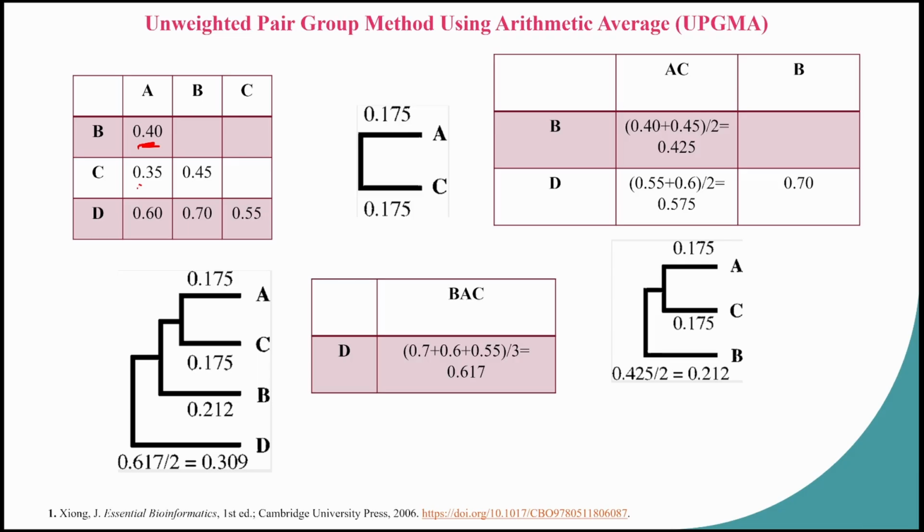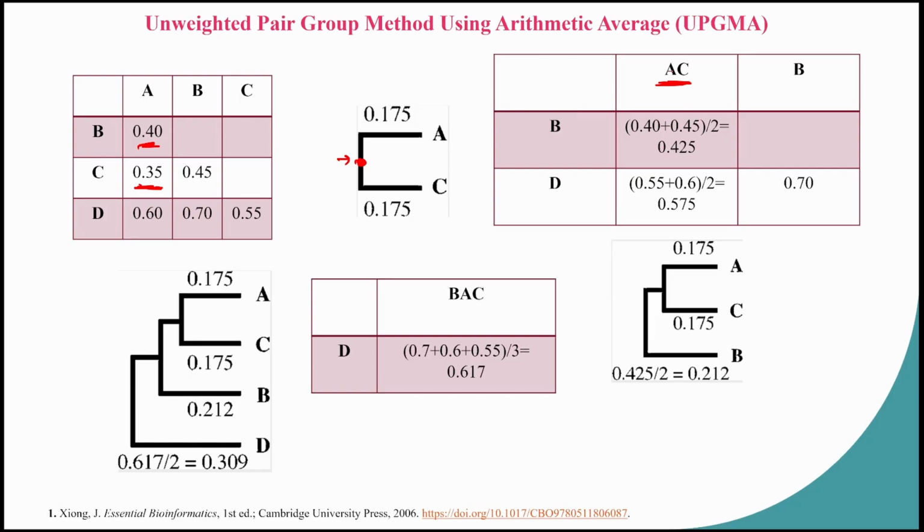For example, here the lowest was 0.35. So the 0.35 was between A and C. So in the next step, what we did is we put a common point or a node between this A and C. The total distance of 0.35 we divided by 2. So from the common point, each of these species is at a 0.175 distance. And then for the next step, we combined these two taxa as a composite taxon. And here we basically did that.